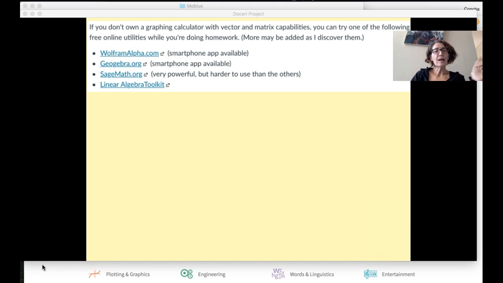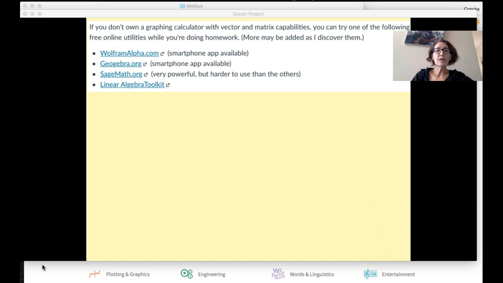Then sagemath.org is super powerful, but it's a lot harder to use. If you have time and you like figuring things out, you can use that too. And that one I don't think has an app. And then the last one is a website that some math professor created, and it's a pretty good one.